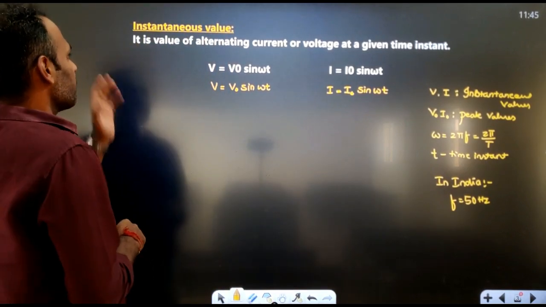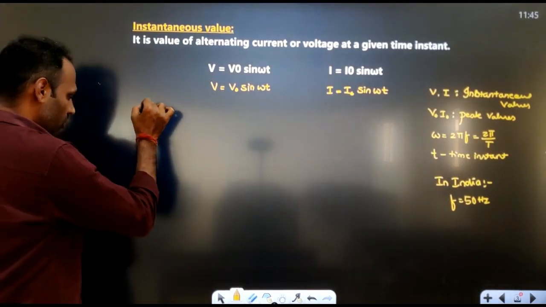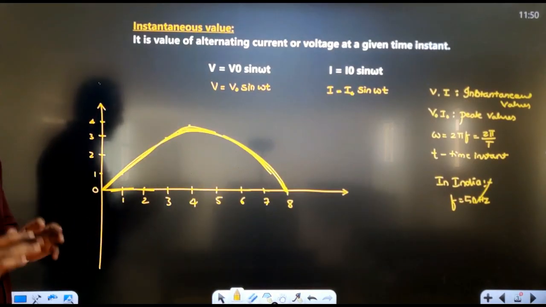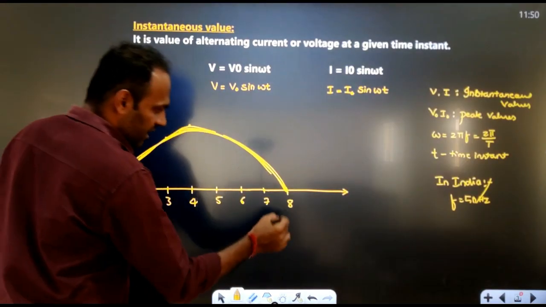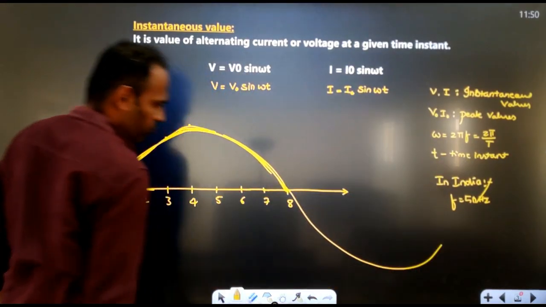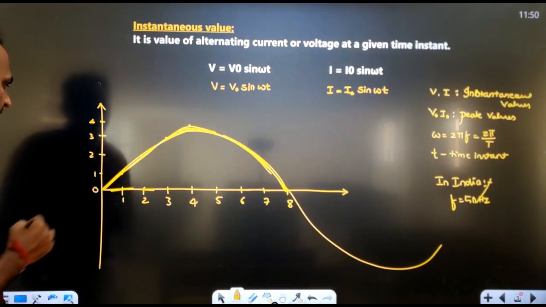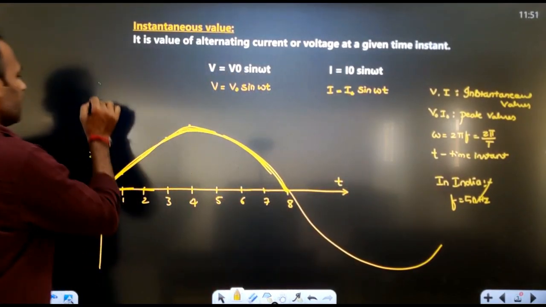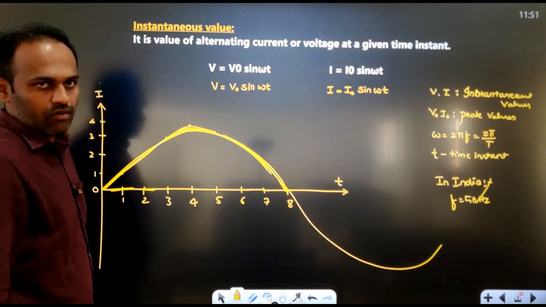Okay, now first let us understand what an instantaneous value is. I will draw a graph here. See, I have just taken a rough diagram. Here I have taken an alternating current half cycle; there is still another half cycle, I have not shown it here. Now let us understand what the instantaneous value is. On the x-axis I have taken time, and on the y-axis current.